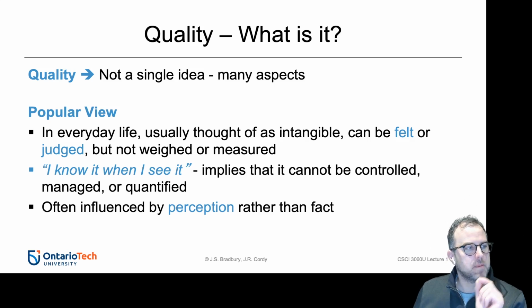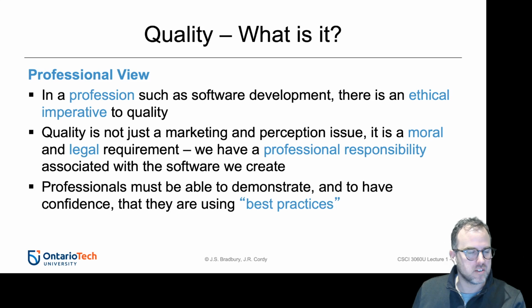In reality, when we talk about quality from the software perspective, we're not interested in popular views of quality, right? We're interested in a professional view. And software development is a profession, right? Whether you're a professional engineer, like a software engineer, or you're a computer scientist, there is a profession. And as a professional, you actually have an ethical imperative to produce quality software, to not produce software that's crap. So it's not just about marketing something, or that there's a moral and legal requirement to make sure that the software you create works as expected.